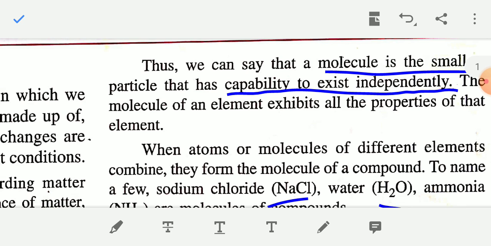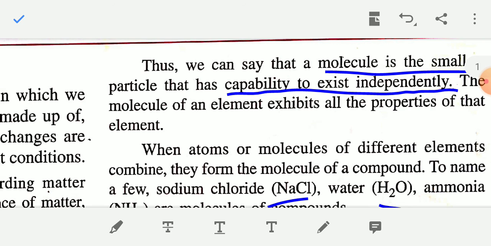And one more thing you have to remember, that an atom is the smallest part of matter, and a molecule is also a very small, tiny particle. But the difference between an atom and a molecule is that an atom may or may not exist independently. However, a molecule can exist independently. So we can say that a molecule is the smallest particle that has the capability to exist independently. This is the basic difference between molecules and atoms.